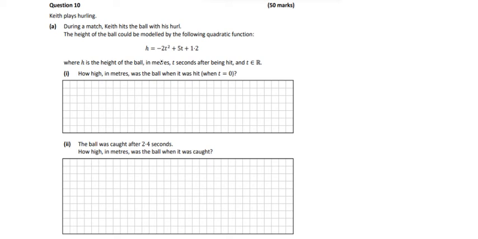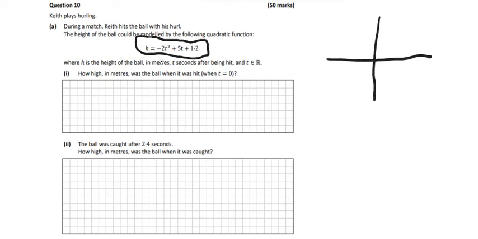Hi folks, so this is question 10. So Keith is playing hurling and during a match he hits the ball with his hurler. Okay, so this equation here represents the curve at which he hits it. So you'll know that if you hit a ball, doesn't matter if it's in hurling or what sport it's in, if you hit a ball it'll rise and then it'll go down.